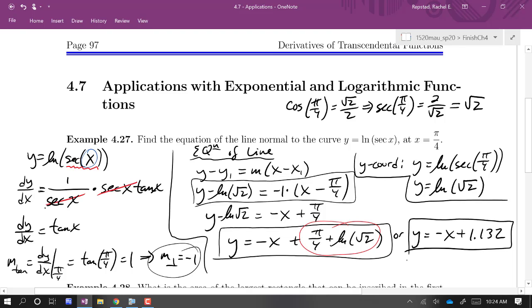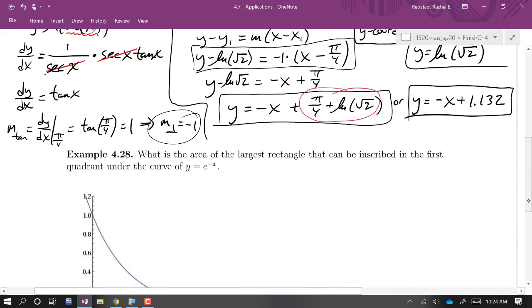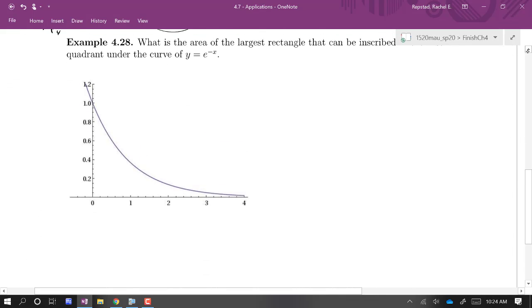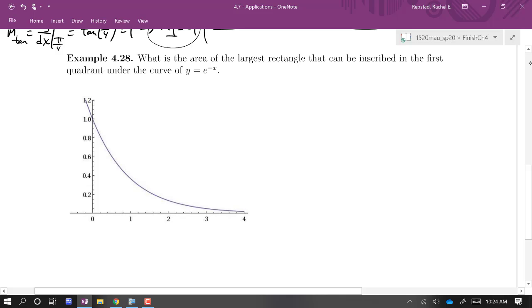All right, let's try another one. This problem asks us to find the area of the largest rectangle that can be inscribed in the first quadrant under the curve that they give us here, y equals e to the negative x. So they've graphed it for us.